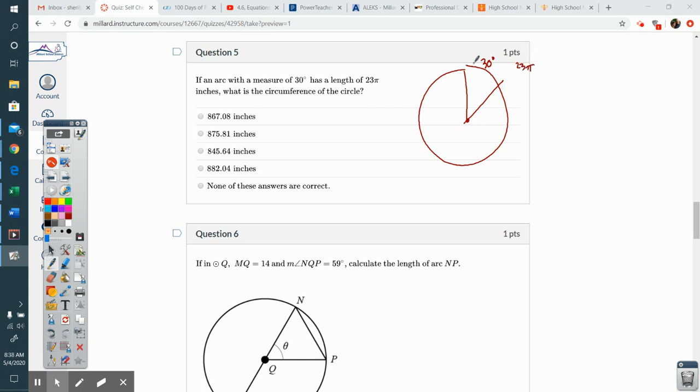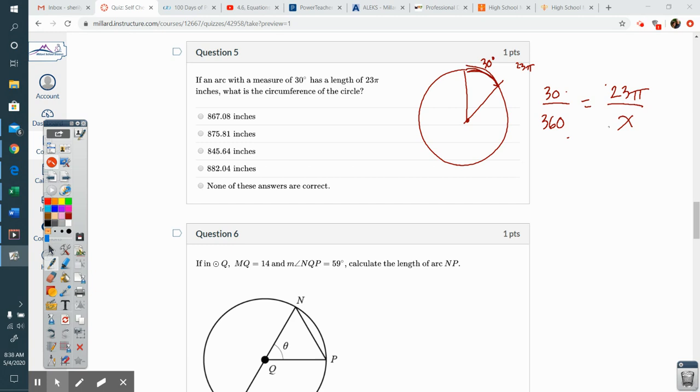23 pi is this arc. Just from here to here, it's 23 pi. Okay, so if you set that up in a proportion, like 30 is to the whole circle, and the whole circle is 360 degrees, as 23 pi, the length of the arc, is to the whole length, the whole perimeter. So you go, this portion is to the whole as the length of this portion is to the whole. So you just kind of have to set them up in that order.